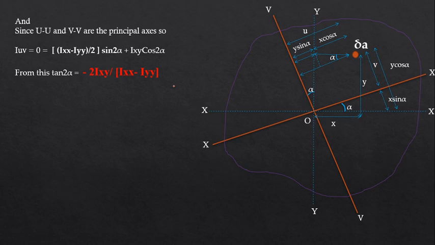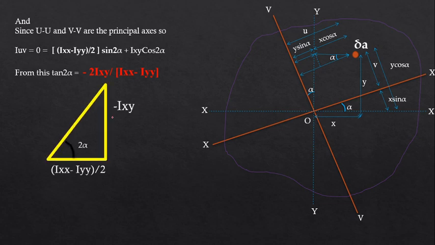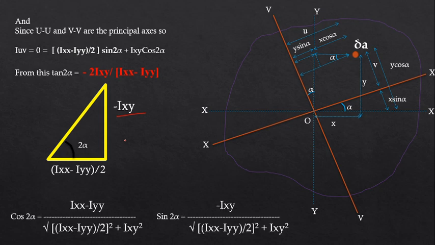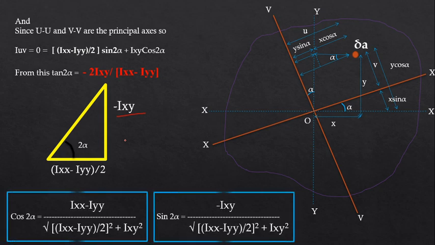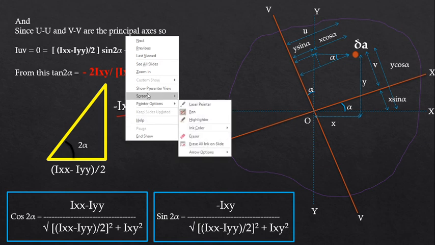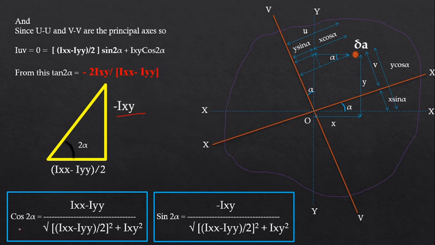So if we have the value of tan 2 alpha and put the value in a triangle, the perpendicular will be Ixy, this is angle 2 alpha, and the base will be Ix minus Iy upon 2. So we can easily find the value of cos 2 alpha and sin 2 alpha also. So we have three equations, and these are the values of sin 2 alpha and cos 2 alpha.